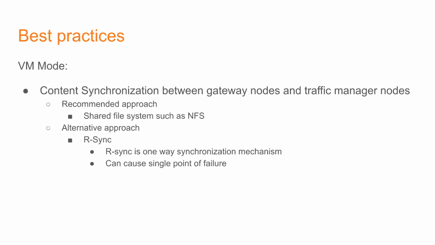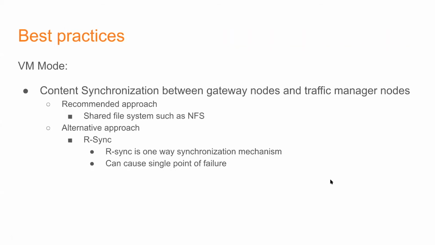In VM mode, the important thing you need to consider is content synchronization. For example, we need to synchronize Synapse artifacts across gateway nodes, and we need to sync execution plans related to throttling policies across traffic manager nodes. For this, the recommended approach is to use a shared file system such as NFS. As an alternative, we suggest rsync in case you are unable to use NFS.